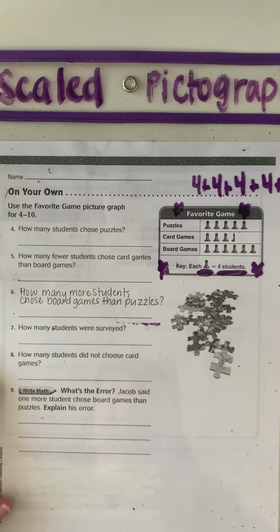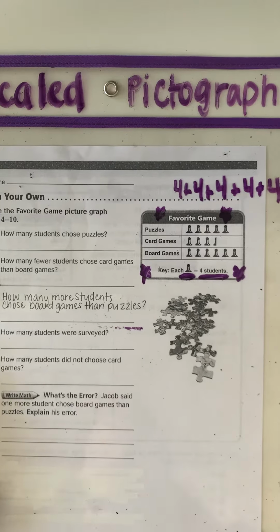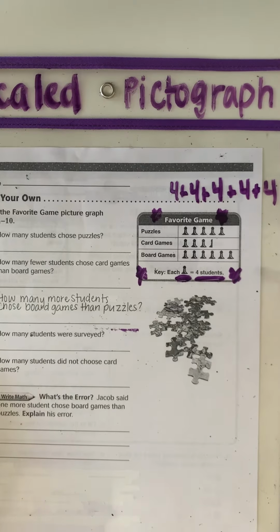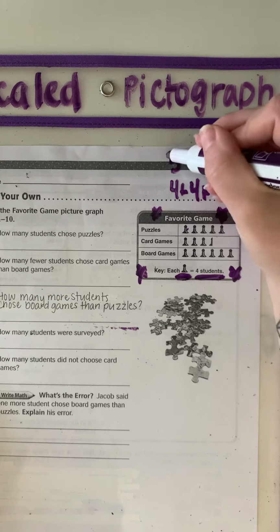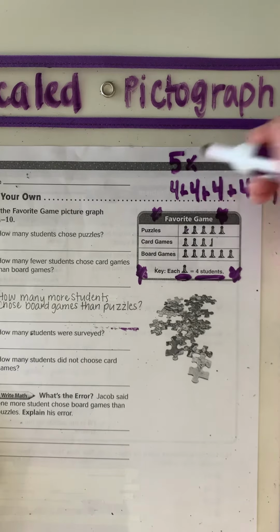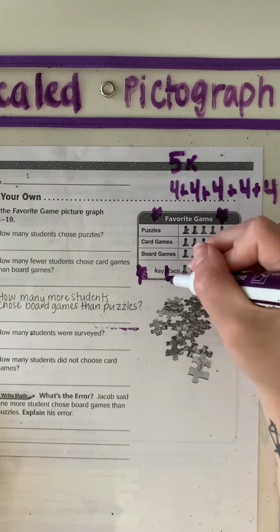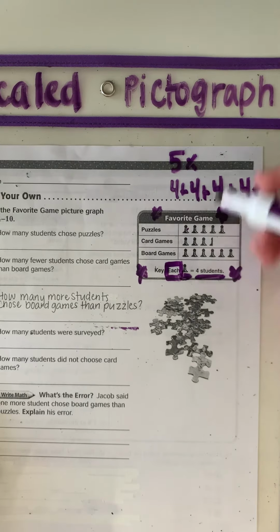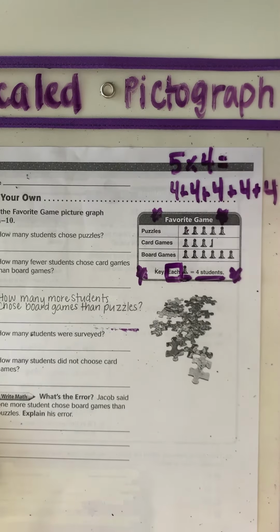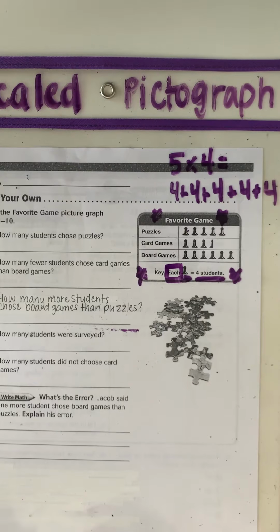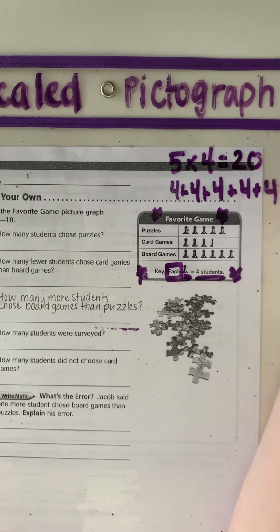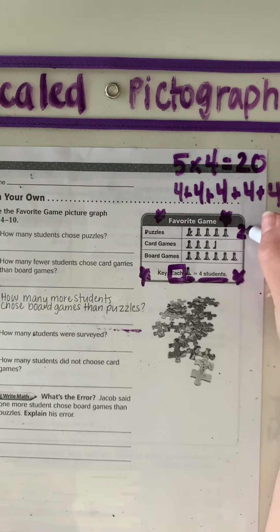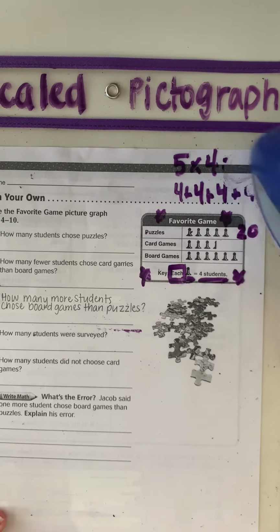The other strategy that we talked about yesterday was how you can actually use multiplication. And when you're using multiplication, you can go 1, 2, 3, 4, 5. You count how many pieces you have or pictures you have, and you multiply it by what you're counting by, because that keyword each tells me I'm multiplying. So I've got 5 times 4, and that's a lot easier for me to do than skip counting by 4s. When I do 5 times 4, I know that if I do 5 times 2, that's 10, and if I double that, that gives me 20. So as far as puzzles go, 20 people said that that's their favorite game.